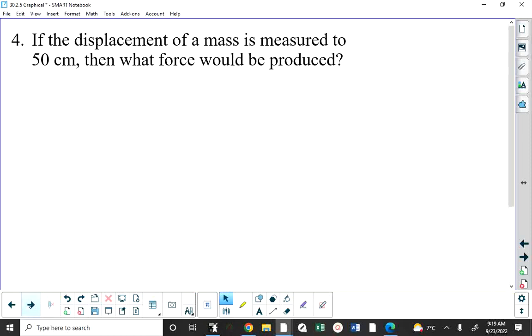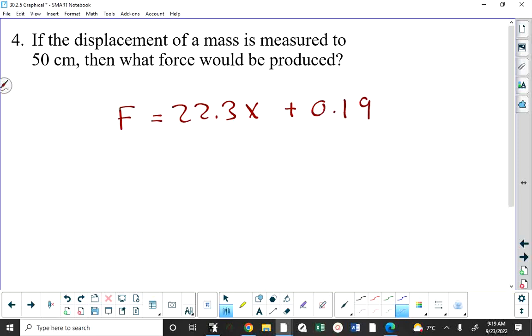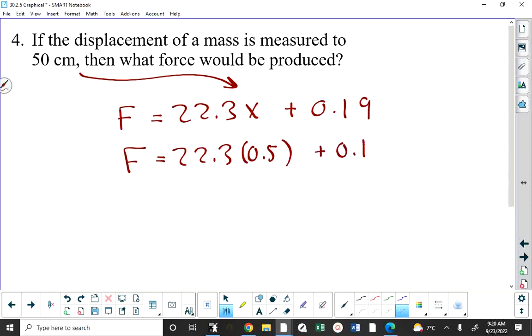And 4, if the displacement of the mass is measured to be 50 centimeters, what force would be produced? Well, we have this formula, force equals 22.3 times x plus 0.19. Well, you're just going to put this in for x. But the graph has it in meters, right? So we're going to have to put in 0.5 meters. The graph is all standard units. So the force will be 22.3 times 0.5 meters plus 0.19.